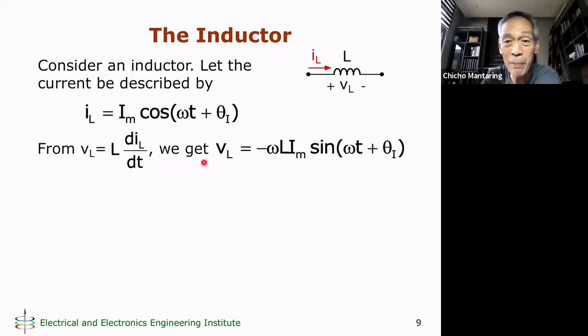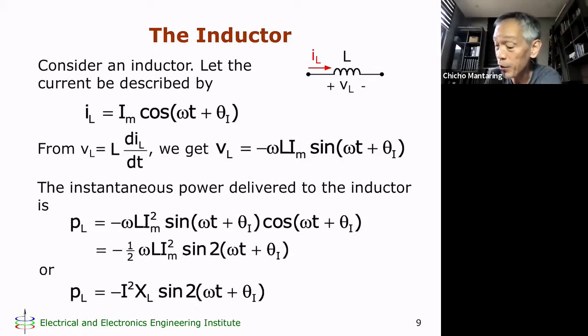So if I apply this formula, I get V of L is equal to minus omega L, I of M sine omega t plus theta I, because the derivative of cosine is equal to sine. So again, what am I going to do? I'm going to multiply my current with my voltage because I want to get the instantaneous power. So this is the expression I'm going to come up with.